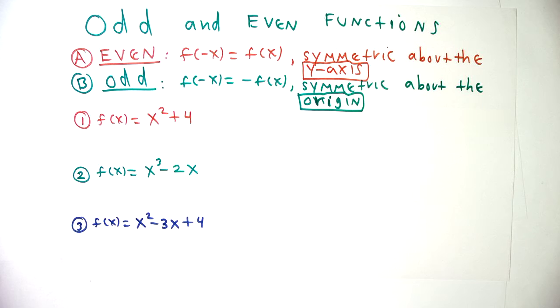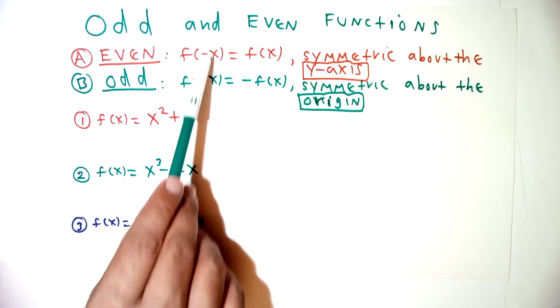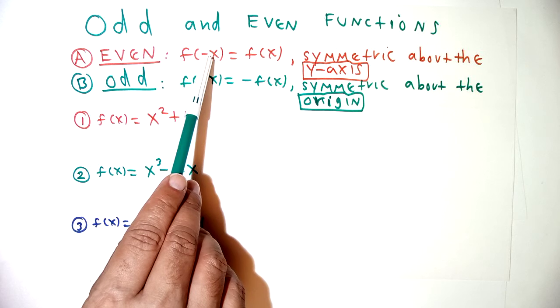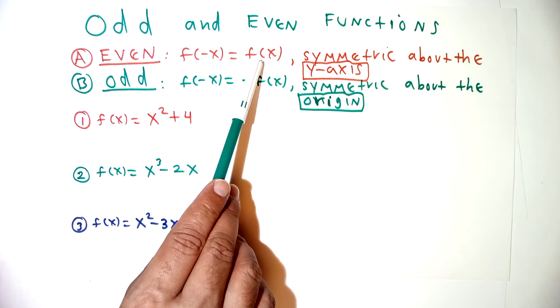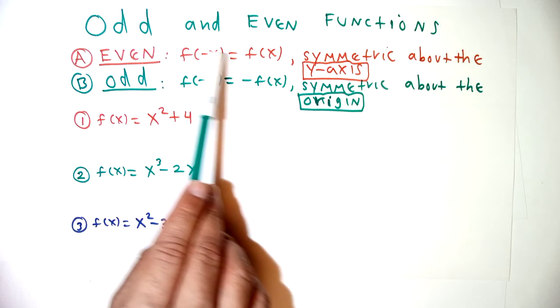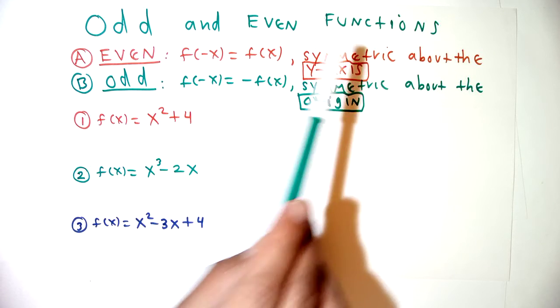Alright, in this video we're going to find out if the given function is odd, even, or neither. The main idea when you talk about an even function is you always replace the negative x. If you replace negative x into the given function and you still get the original function, then that function is going to be even and the graph is going to be symmetric about the y-axis.